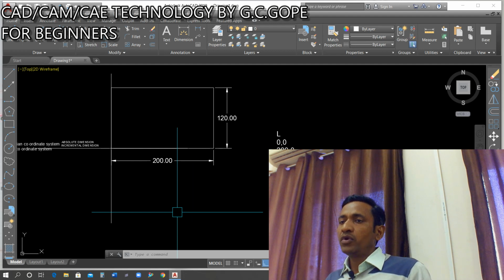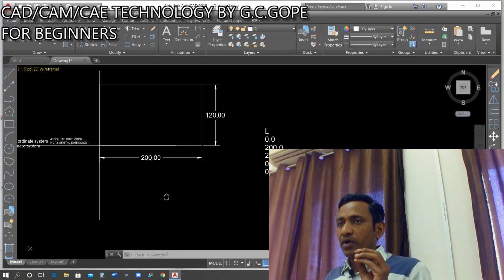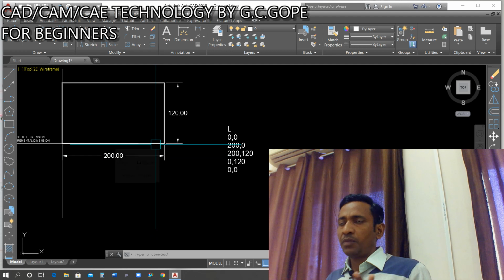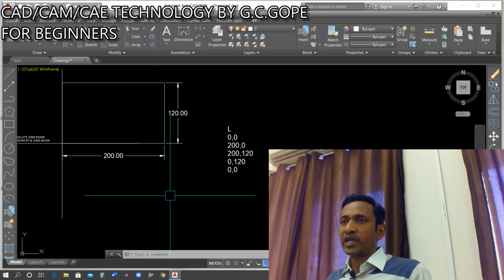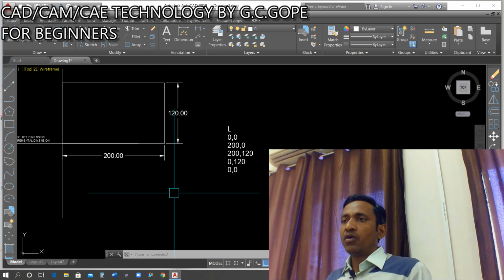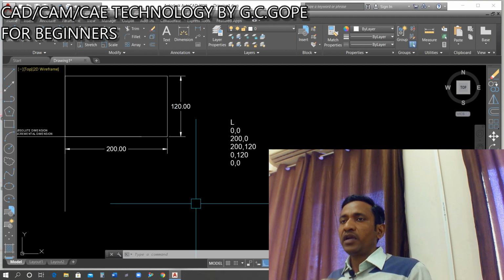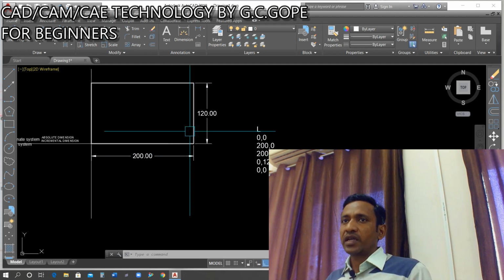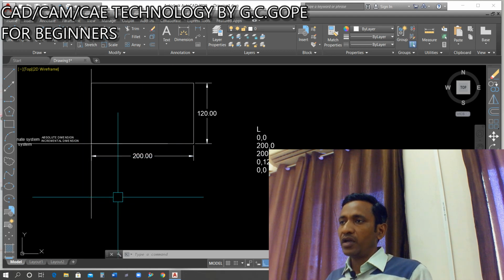We have to give some symbols so that the AutoCAD software will understand that the user is going to use incremental dimension. Let's draw the same diagram, I'm not going to draw a different one. I'm going to create the coordinate system of this diagram with the help of incremental dimension.